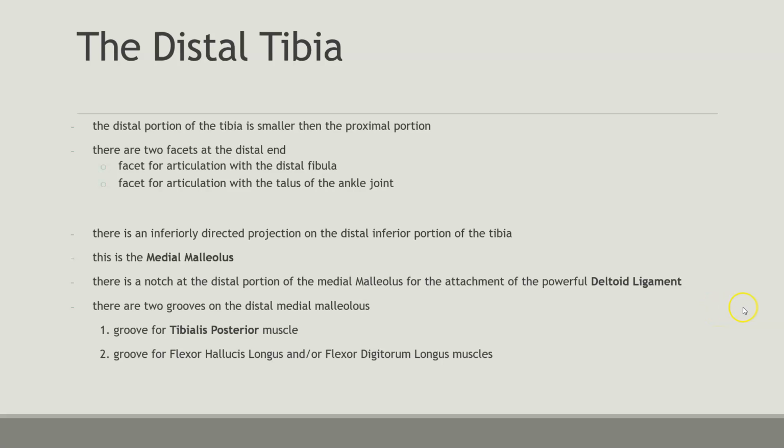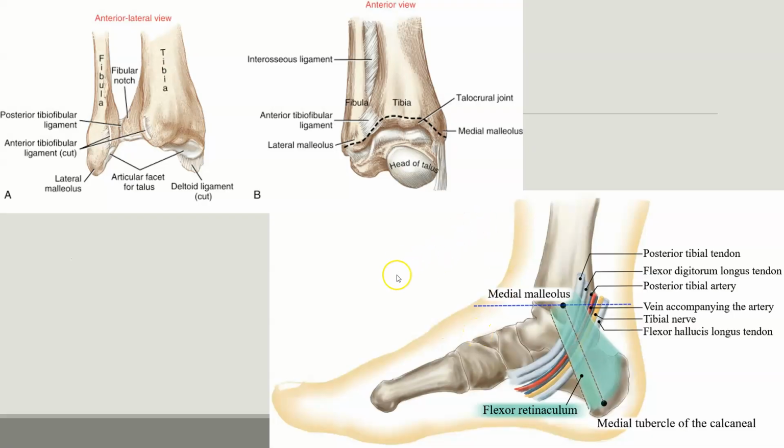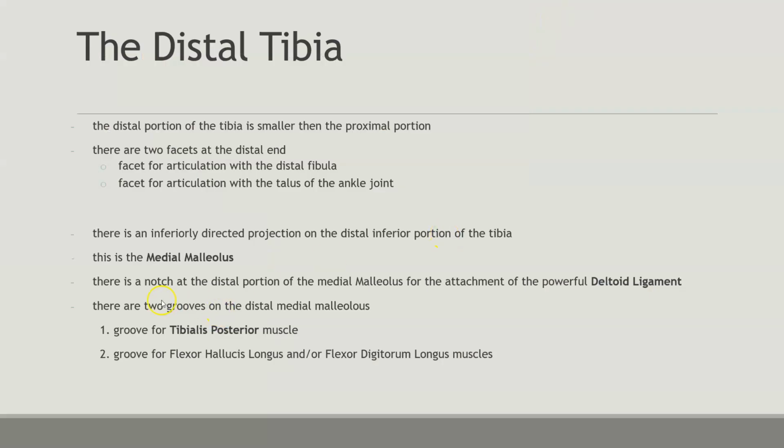There is also an inferior directed projection on the distal inferior portion of the tibia, and this is known as the medial malleolus. So this is on the medial side of the distal tibia, and you can see it right here. And you can even palpate it on yourself. When you work your way down, it's sort of that large protuberance just under the skin that sort of represents the ankle joint. And this is known as the medial malleolus.